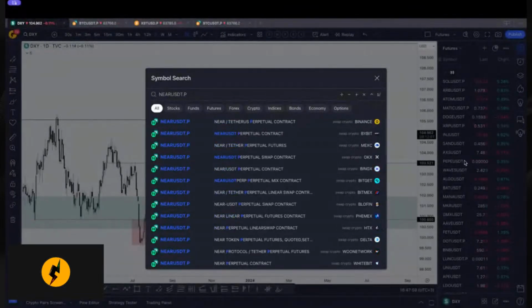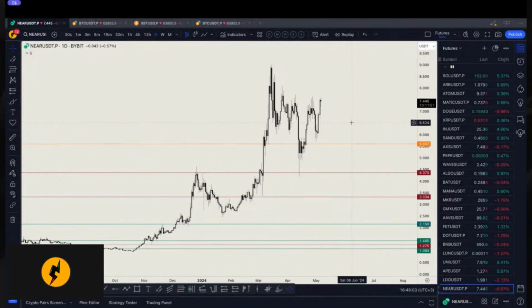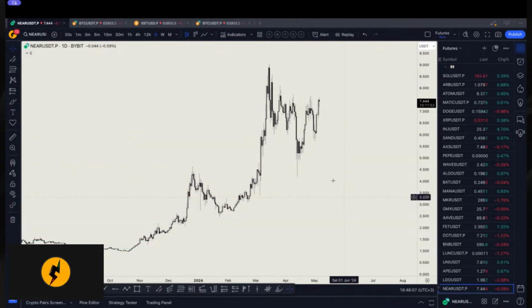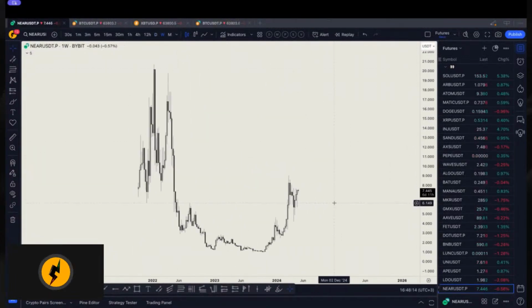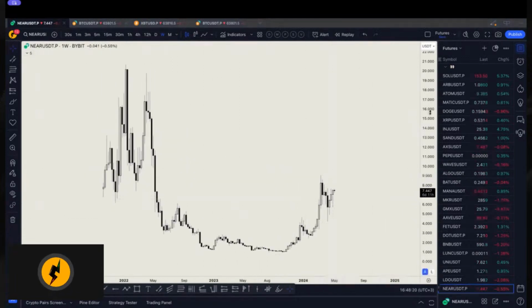USDT perp Bybit. Holy, I have a lot of levels here. Let's actually redo the chart completely. Okay. So, and on the weekly, this chart looks good, honestly.